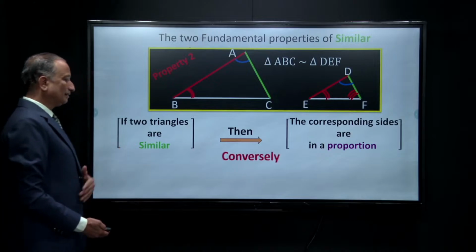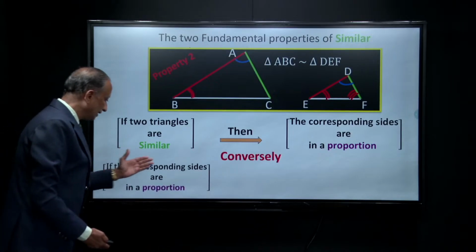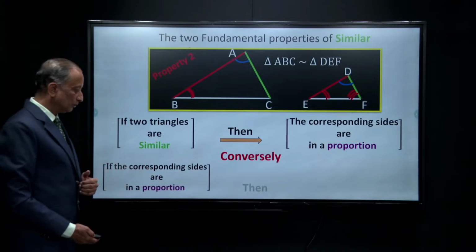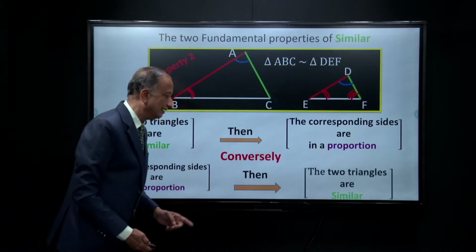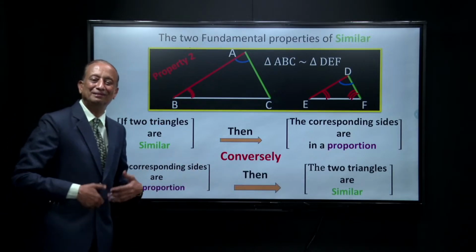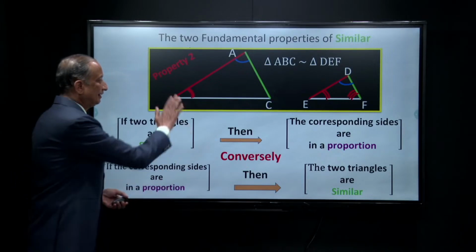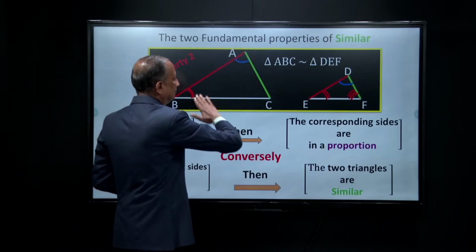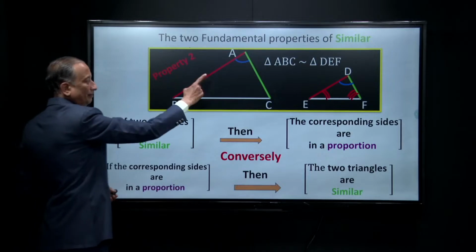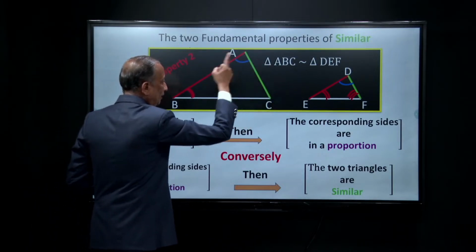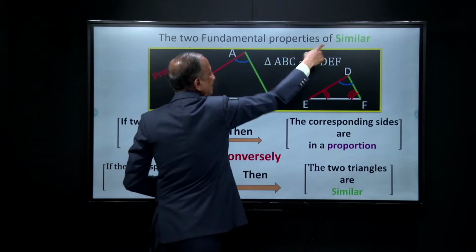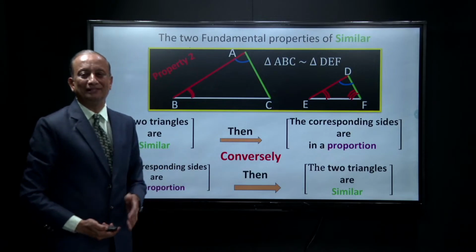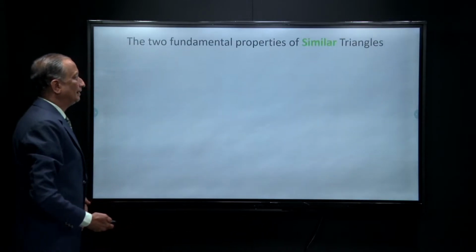Now, conversely, we can put it as: if the corresponding sides of two triangles are in a proportion, then definitely the two triangles will be similar. This is the converse. If they are similar, corresponding sides are in a proportion. Conversely, if the sides of this are in proportion to that, then definitely they will have the same shape. Once they have the same shape, we call them similar. So these are the two fundamental properties of similar triangles.